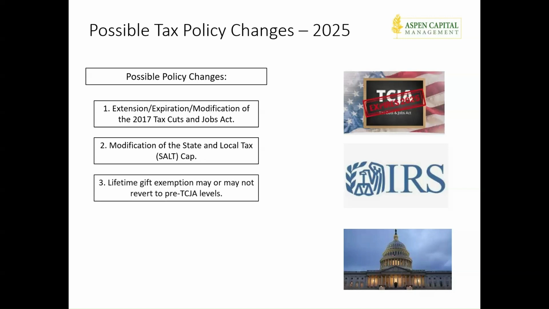Also up for negotiation is the lifetime gift and estate tax exemption. So unless changed through legislation, the lifetime gift and estate tax exemption will drop to roughly $7 million, and the 40% tax on dollars above the exemption amount will be permanent. This could significantly reduce the amount you can pass to heirs tax-free if your estate is over the exemption.